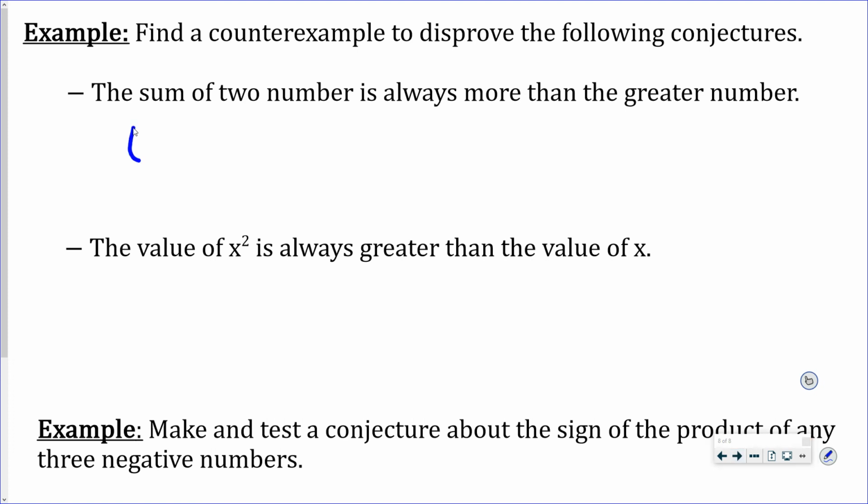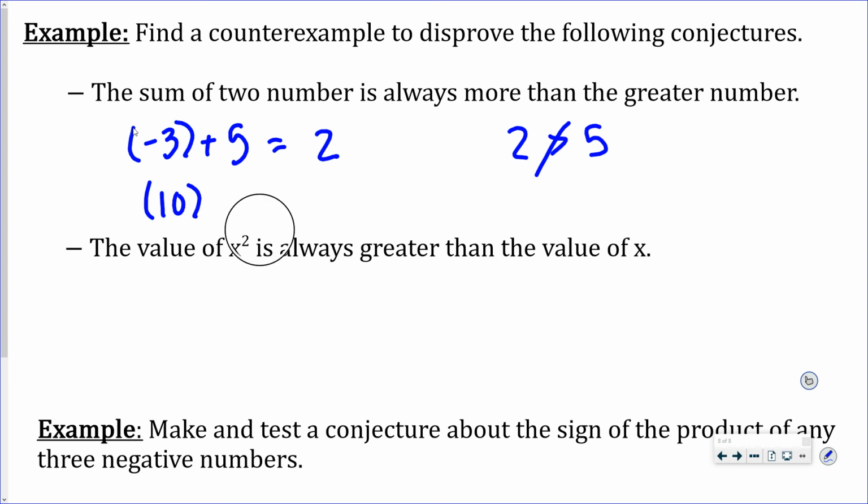-3 plus 5. Ooh, -3 plus 5. You get 2. Is 2 greater than the biggest number here, 5? No, it's not. Good one. Another one? 10 plus 0. Good one. 10 plus 0 is 10. Is 10 greater than 10? No, it's equal to. Okay, we only needed 1, but I like those examples. Nice one, Walker. I didn't think of that one.